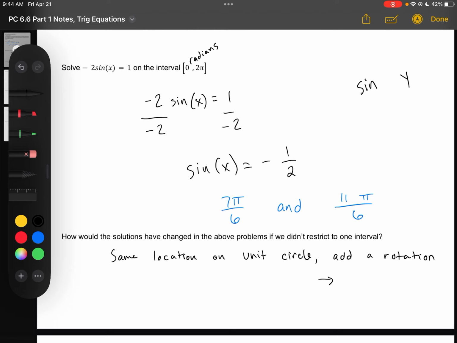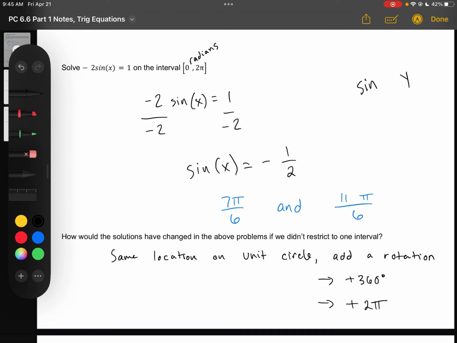So by adding a rotation, we can be very specific. That means adding a 360-degree rotation, or if we're in radians, that means adding a 2 pi rotation. If you go in a negative direction, you would obviously subtract those to go the other way around. The important thing to remember here is every 360 is another value.